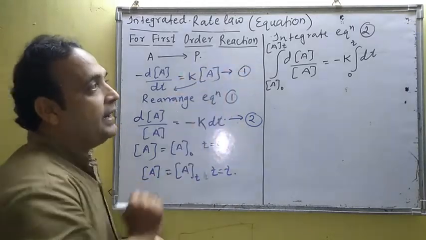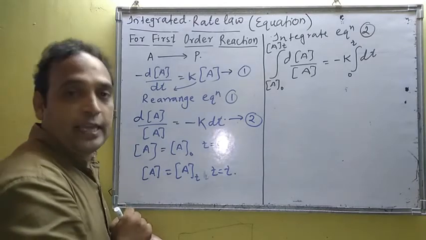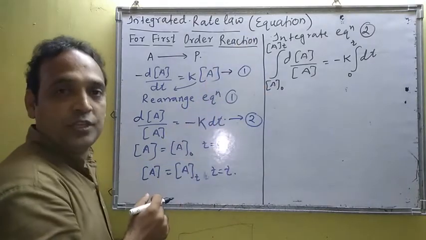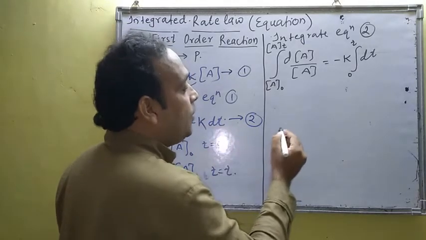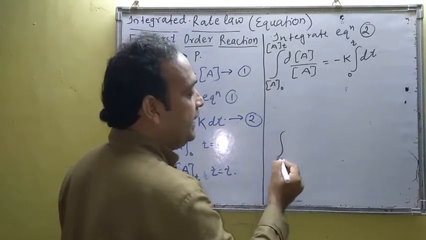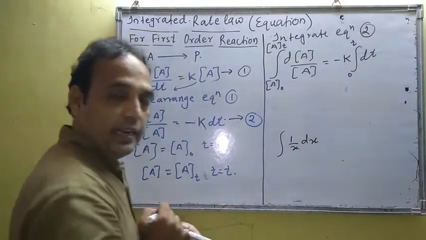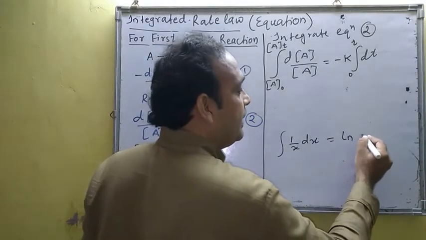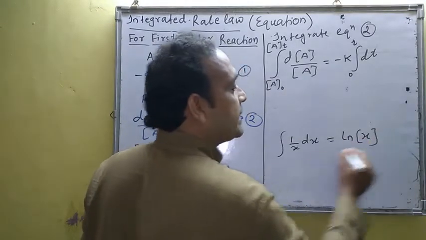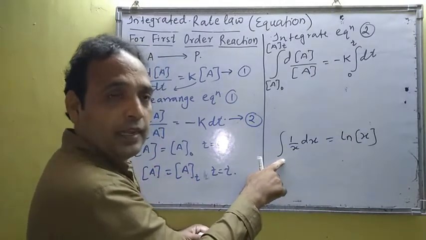Okay, so this is the integration of this equation, and this is called the integrated rate equation. Now simplify this equation. One mathematical rule is given: integration of 1 by x dx is equal to ln x. Now ln is the natural log. This is the mathematical rule.